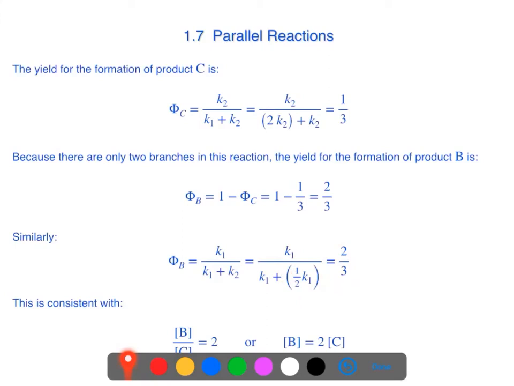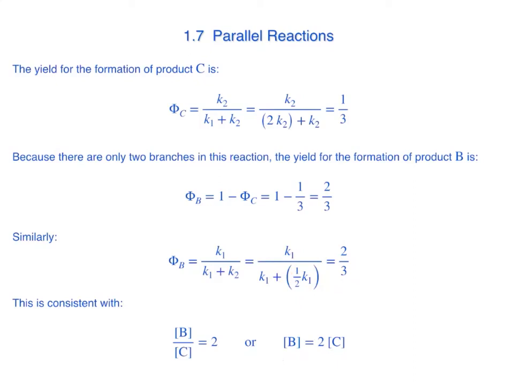So what this shows is that we generate twice as much B relative to C when the rate constant with respect to the formation of B is twice the magnitude of the rate constant with respect to the product C. And so that's consistent with the ratio of the concentrations at any point in time during the course of this parallel reaction, that we would expect that the concentration of B would be twice that of the concentration of C, because the magnitude of the rate constant is twice that of the rate constant with respect to C.